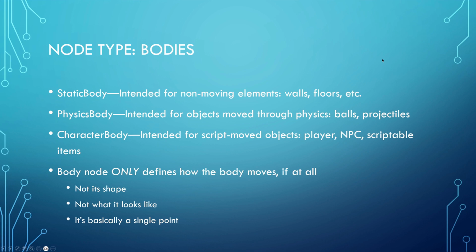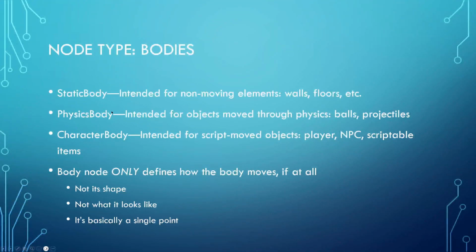Okay, so what are some types of nodes that we get? Well, one of the most basic is bodies, and there are three classes of bodies. There are static bodies, which, as the name says, are intended for things that aren't moving around, things like walls, floors, ceilings, static objects like light poles, or just obstacles in your way. Then there are physics bodies. These are intended for objects that are to be moved through physics. So if you were making a baseball game or a sports game of any sort, balls or projectiles in that game you would probably model with physics bodies.